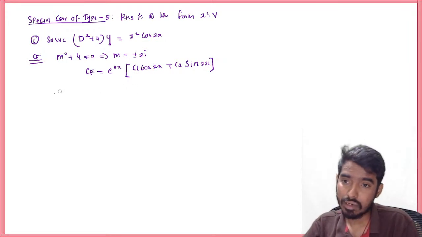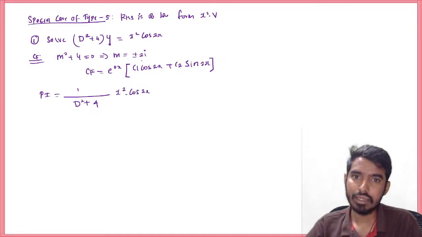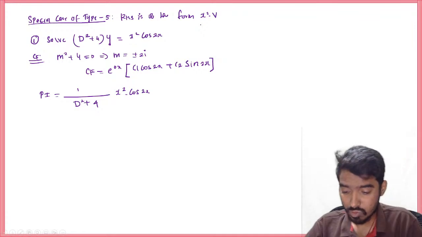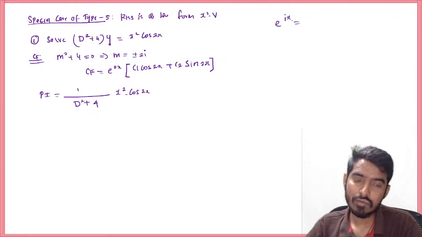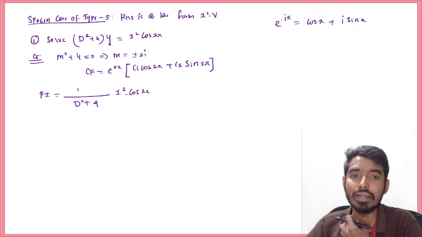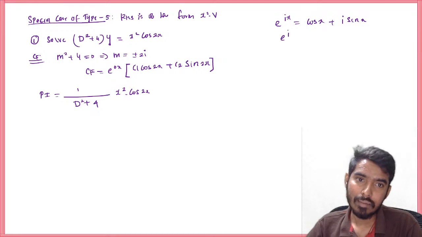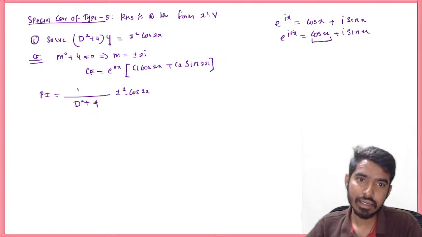So here, what is our PI? PI is 1 divided by D square plus 4 of x square cos 2x, right? So what I'm going to do is a very important thing here. I'm going to write this cos 2x using e power ix. What is e power i theta? Cos theta plus i sin theta, right? That means I can write e power ix as cos x plus i sin x. Now what will be e power i 2x? It will be cos 2x plus i sin 2x, right? So I can write this cos 2x as the real part of this term. Yes or no? Cos 2x is the real part of this term. Sin 2x is the imaginary part of this term.